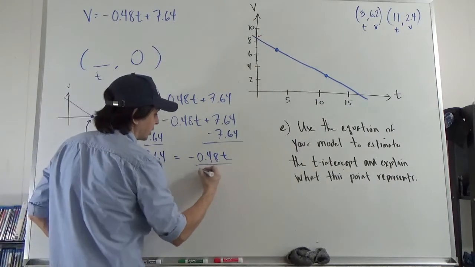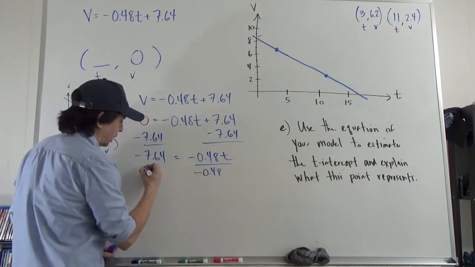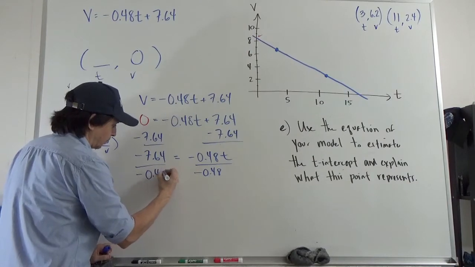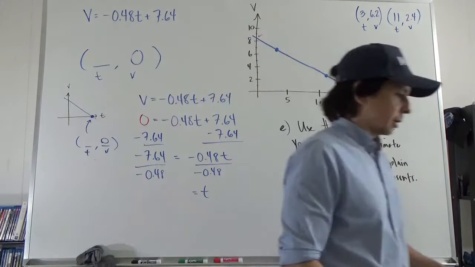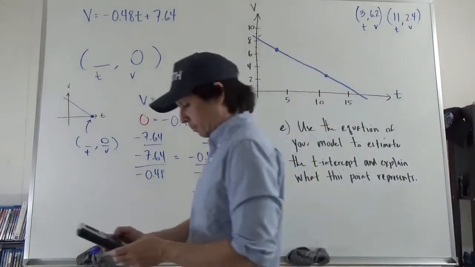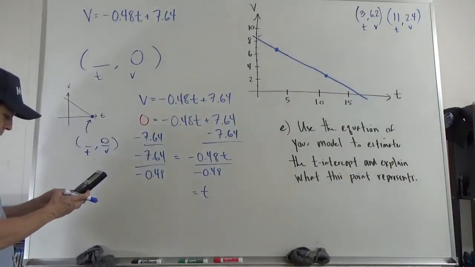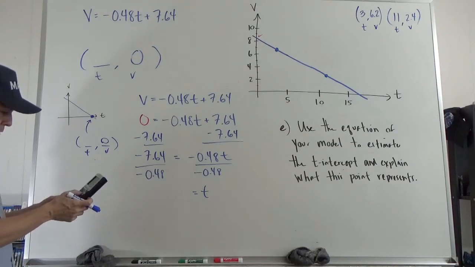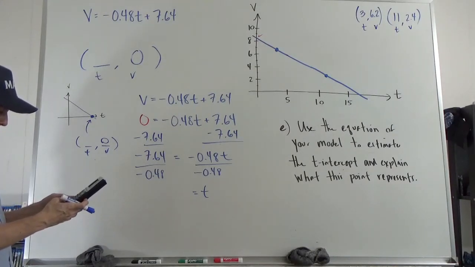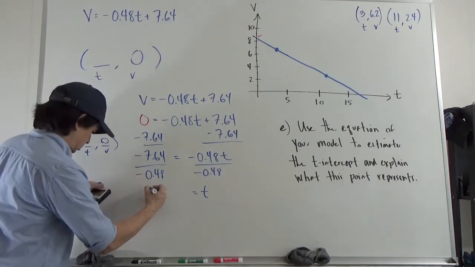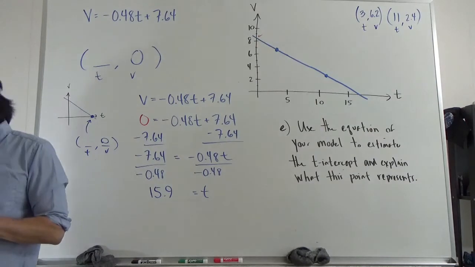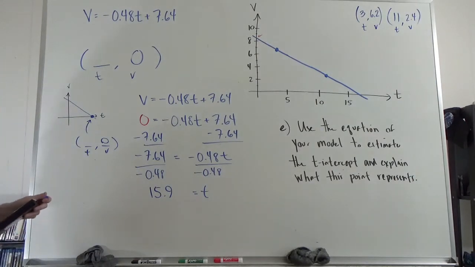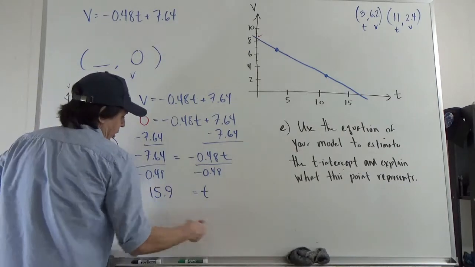Don't worry about the fact it's a negative. I'm going to be dividing by a negative 0.48. The negatives will cancel, and I'll get a positive t. All right, I don't know what that is. I got to get my calculator. 7.64 divided by 0.48. 15.9? 15.92 if you round it, but yeah, that's good enough. They didn't really specify where to round it, so either one works. I'll use 15.9.